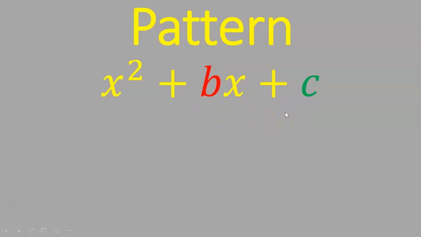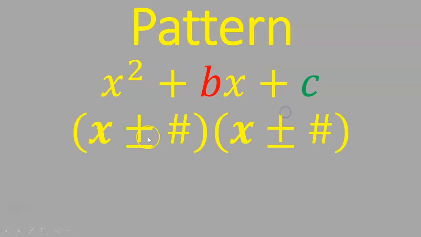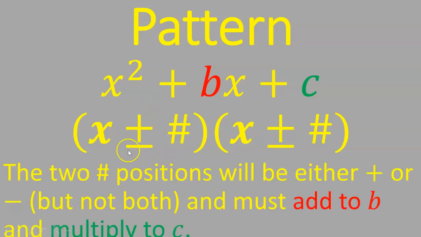And when we factor it, and we'll explain why when we see an example, we're going to factor it into something that looks like this. And it's not going to quite look like this, as you're not going to have both plus and minus. You're going to have only one of the two. And these two numbers need to add to b, but at the same time multiply to c. And again, when we see an example, we'll talk about why that is.